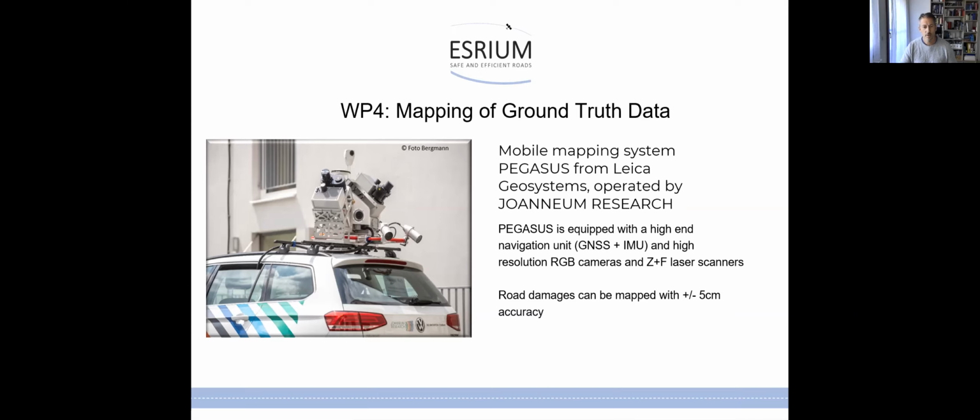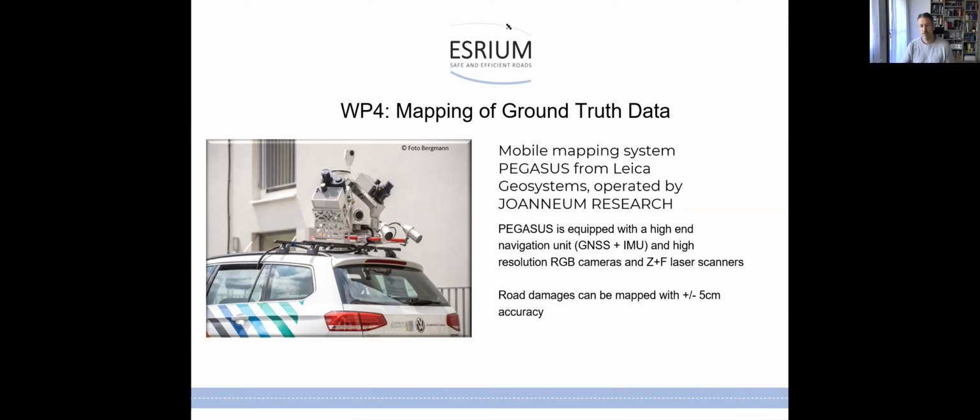So we use the Pegasus system from Leica. You can see it here on our car. You see a lot of cameras, 2 cameras at the back, they are pointing to the road surface. And in this project Esrium, this is used to map road damages on the highway.